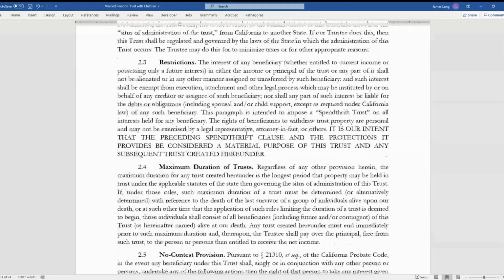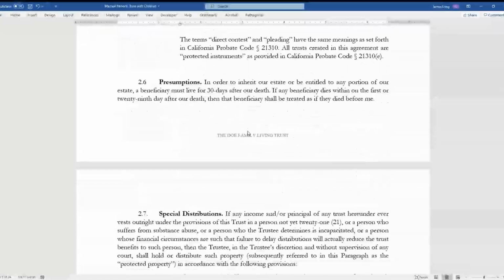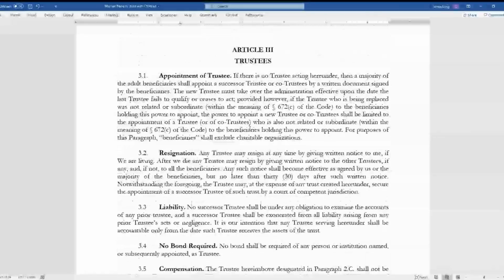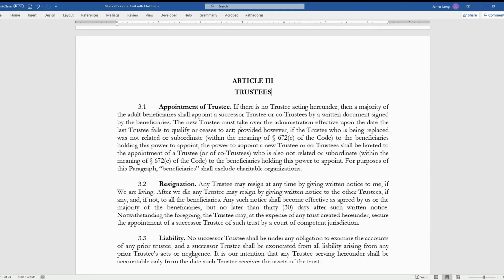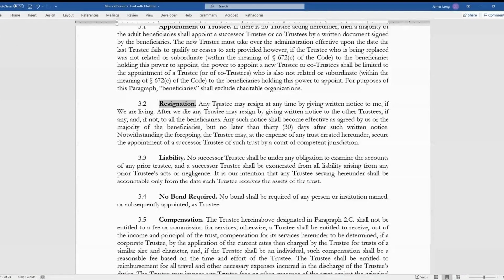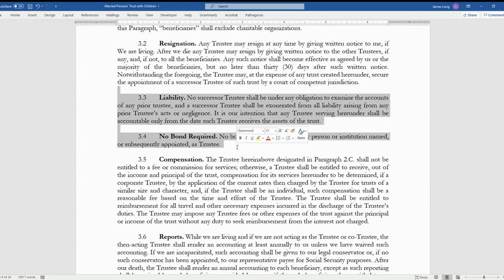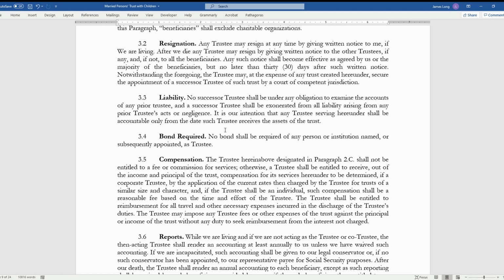You can go through them if you want. We're just going to kind of breeze through this, and I'll point out special provisions that maybe you want to look at. Here's the Article 3 for the trustees. This is how you appoint a trustee, how a trustee can resign, the liability of a trustee, and no bond required. If you're putting your family or a family member as the trustee, no bond is required. That's why I put no bond required, because typically people use family members. But if you're using someone like a friend or maybe a more distant relative like a cousin, I would probably put bond required, right? Just delete no and just put bond required.